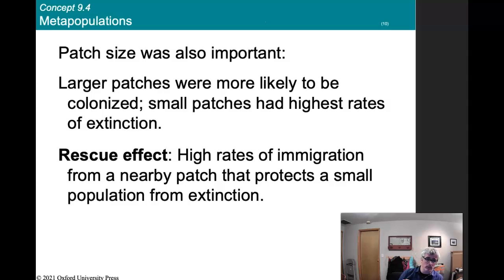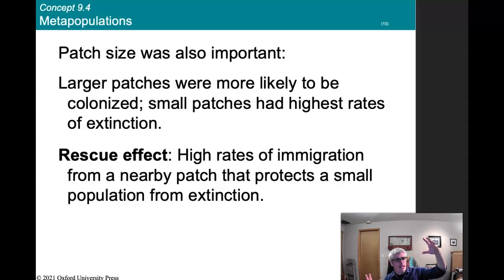And patch size is important. Larger patches are more likely to be colonized, and small patches have the highest rates of extinction. So habitat fragmentation is a big issue here. We can think about this in terms of the rescue effect, where high rates of immigration from a nearby patch can protect these small patches from population extinction. If we're using the source-sink analogy, large patches are more likely to be sources, small patches are more likely to be sinks.